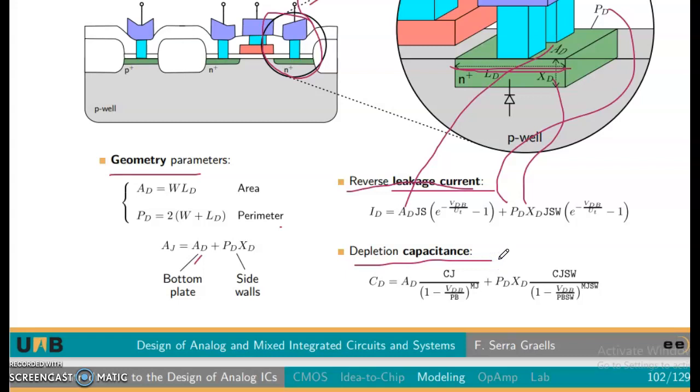Depletion capacitance CD equals AD CJ divided by (1 minus BDP divided by PP) to the power MJ, plus PD XD CJSW divided by (1 minus VDP divided by PP SW) whole power MJ SW. Okay, MJ only.